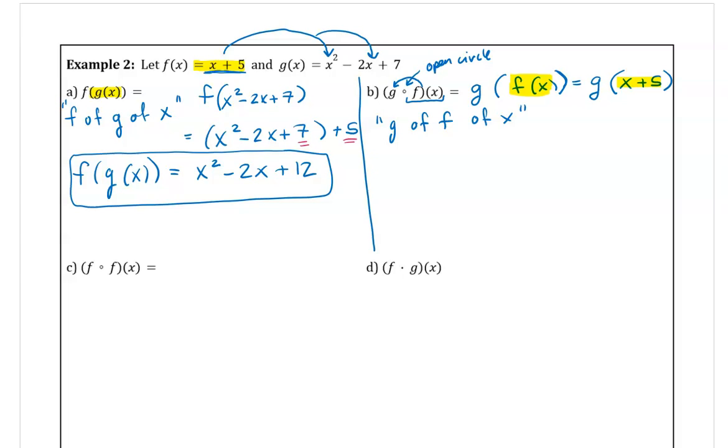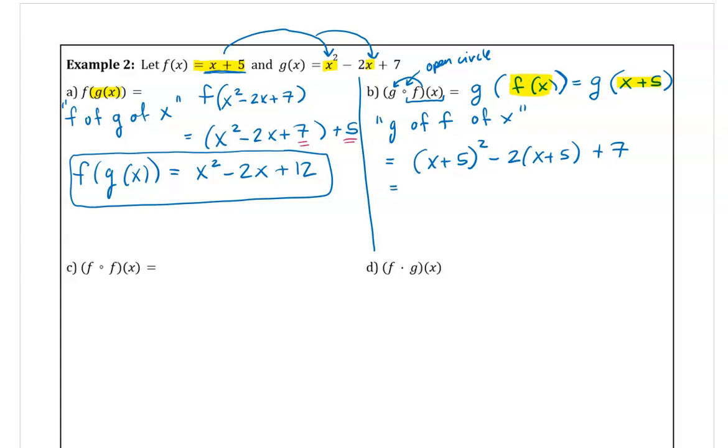G of X plus 5 means that you take this X plus 5 and it goes in place of wherever X is in the equation for G of X. So in this case, it's going to end up being X plus 5 squared minus 2 times X plus 5, and then plus 7. So it's the G function rule applied to X plus 5. I square it first, I multiply it by negative 2 second, and then I add 7.